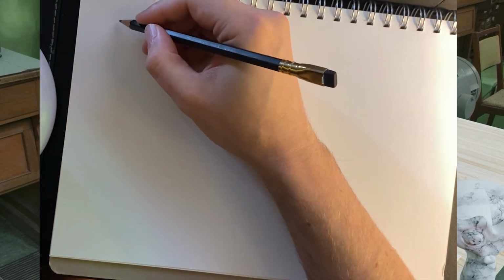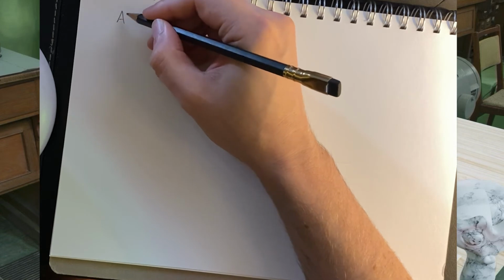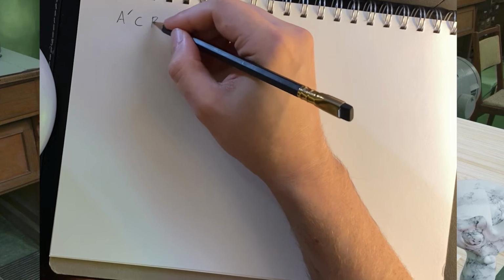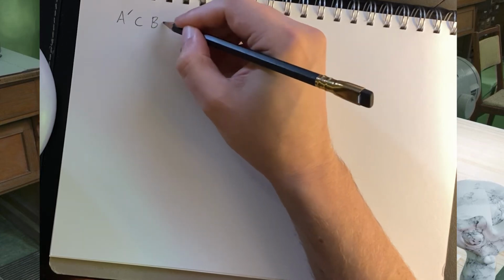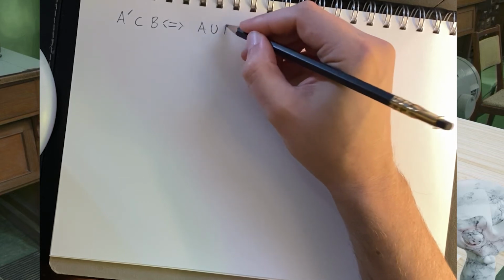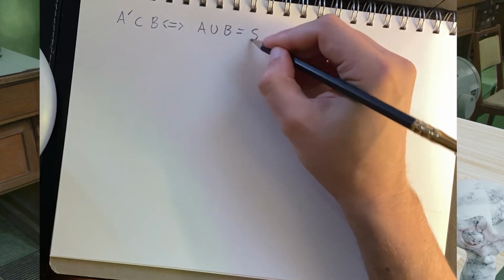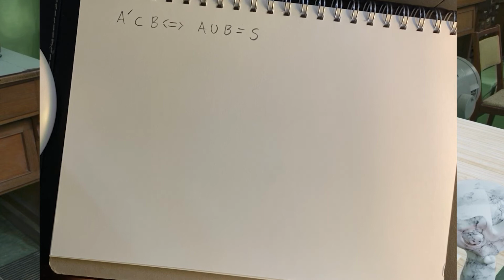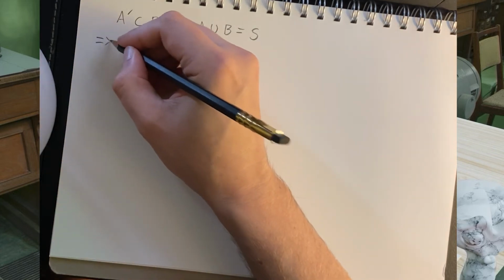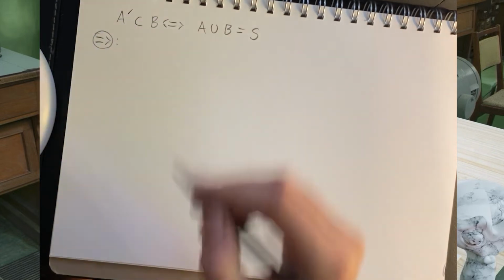Okay, another exercise. Let's say I want to show that the complement of A is a subset of B if and only if A union B is our universal set S. Okay. So let's go this way first.